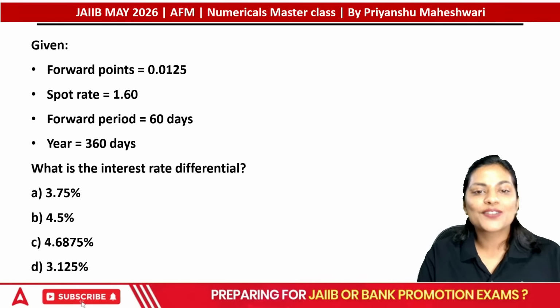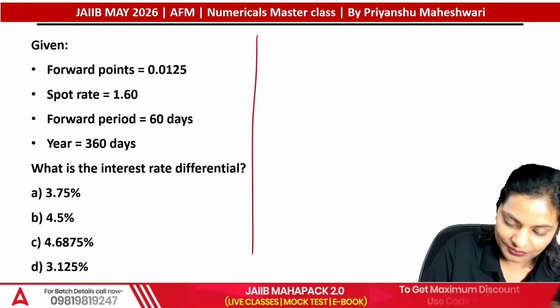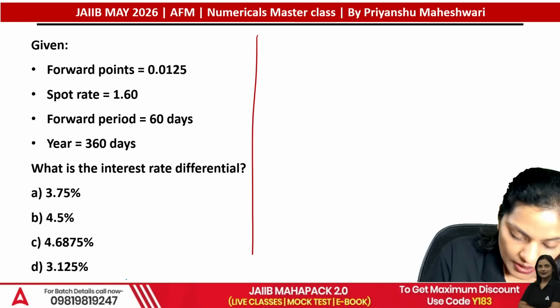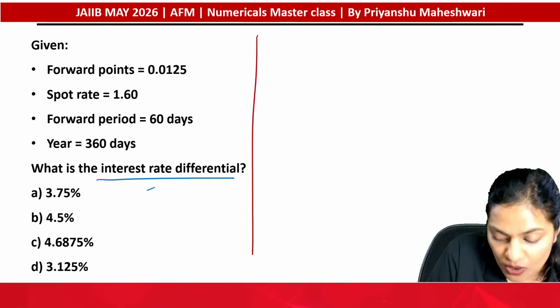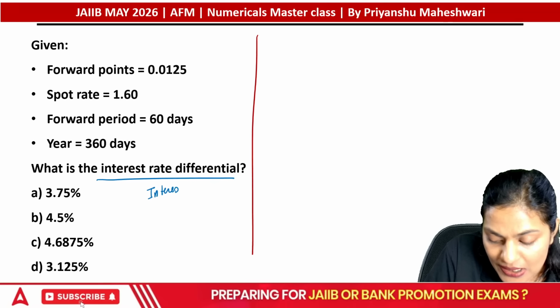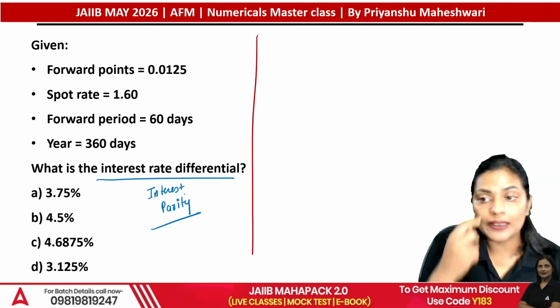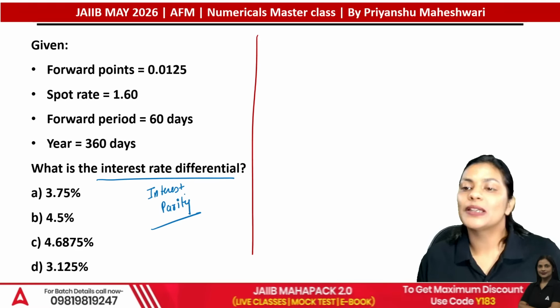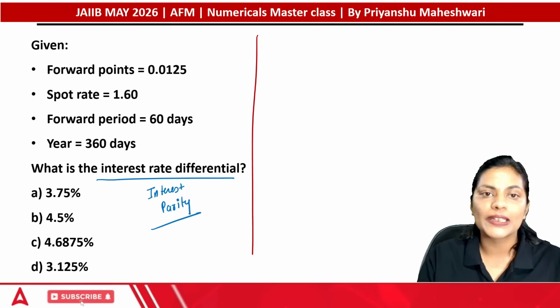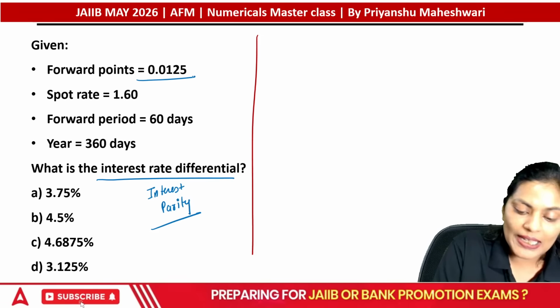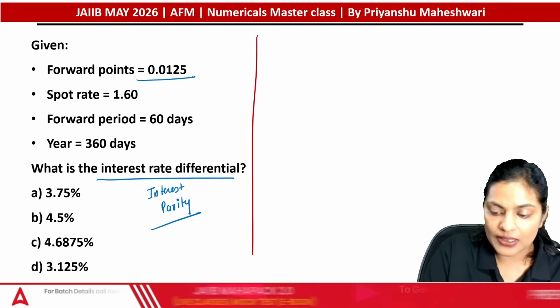Now, interest rate differential. See, if they ask you interest rate differential or interest parity, it is the same thing. Sometimes they reverse the question and it feels as if it is difficult, but it is same. Only we have to do cross multiplication. Now see, in this question, they have given forward points. Correct? How much it is?